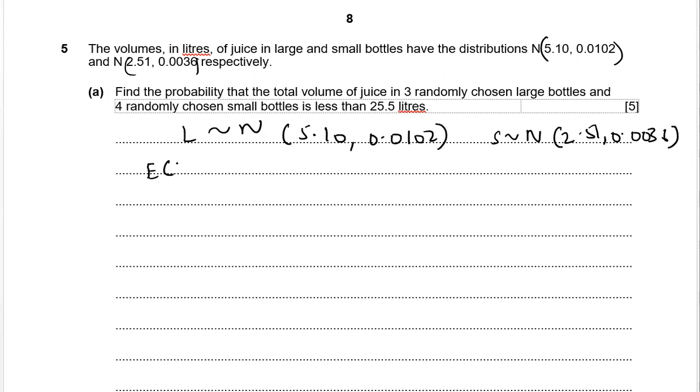Okay. So in 3 randomly large bottles, right? So 3L is equals to 3 into mean 15.3, and if you recall, the variance would be 3 squared. Okay, so over here it says 3 randomly chosen large bottles and 4 randomly chosen the other bottles.